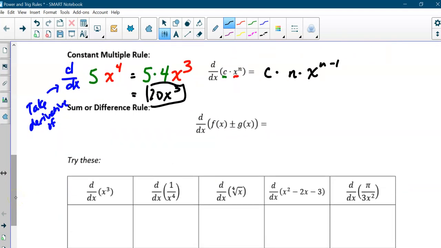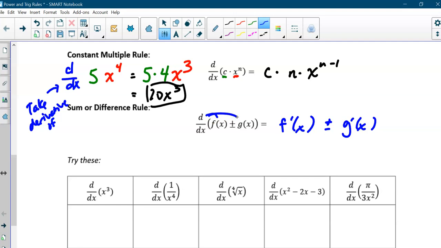Okay, the sum and difference rule. So if we are adding or subtracting 2 functions, and we want to take the derivative of that sum or difference, well, your derivative, remember this means take the derivative of the sum or difference. When we take the derivative of the sum and difference, we get f prime plus or minus g prime of x. That's it. Nothing else.